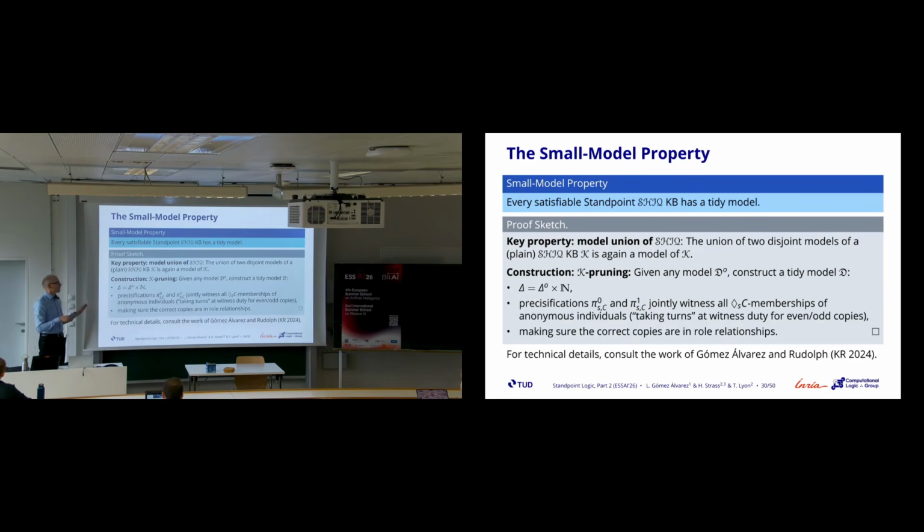And then there's some additional technical work to be done, making sure that you put the correct copies in role relationships. Right? So you start from an original model that satisfies everything in the knowledge base, and there are certain things in role relationships. And for all of these things, you create infinitely many copies, and you have to make sure that you put the correct copies in relation with each other. And this is not fully trivial, but also nothing that I want to go into here. So you can have a look at the respective paper.